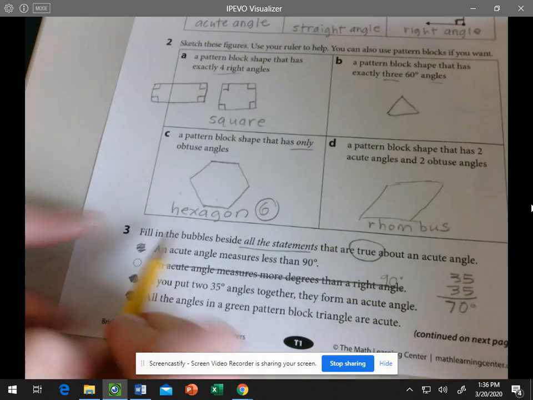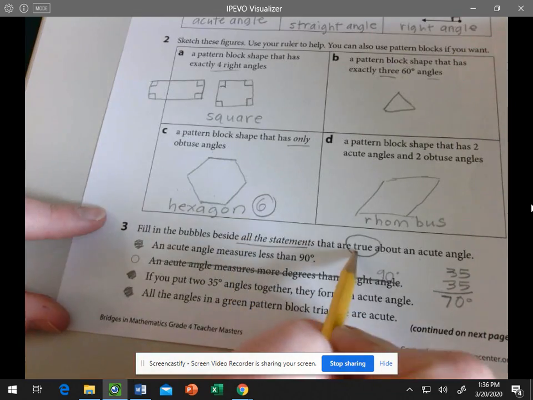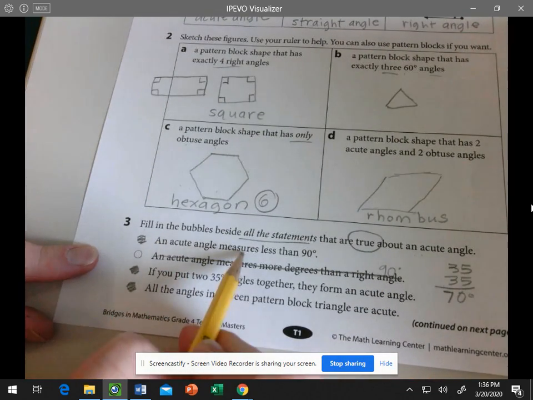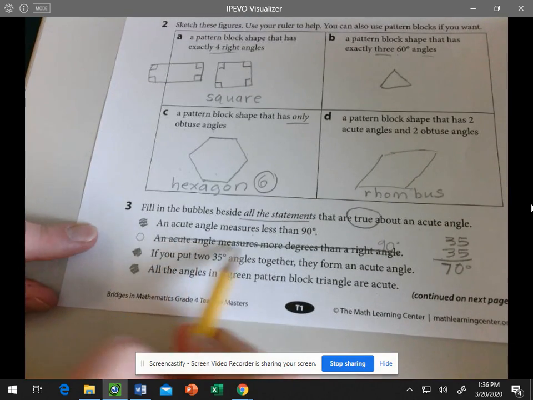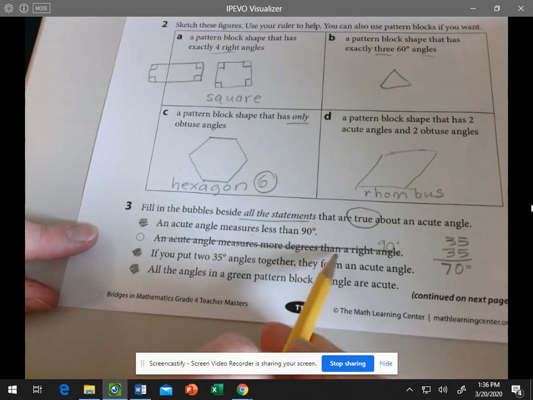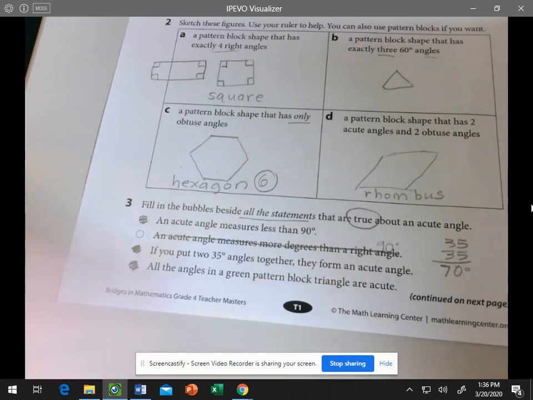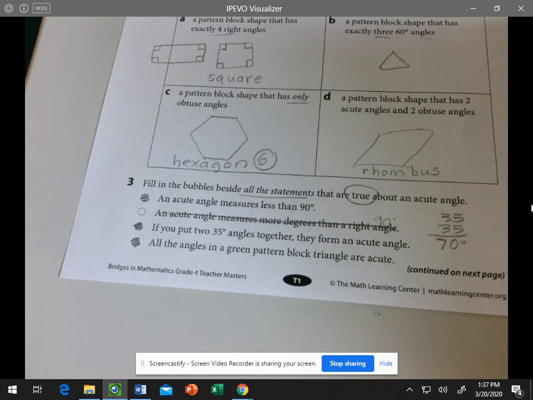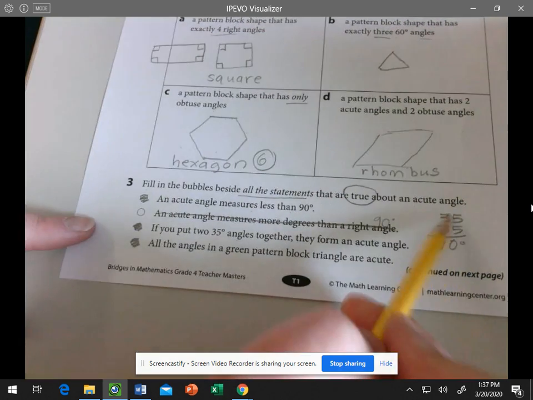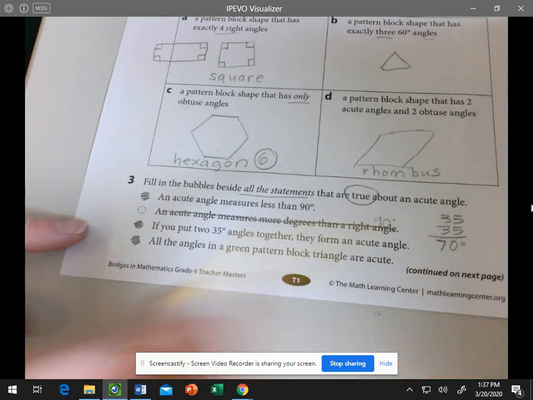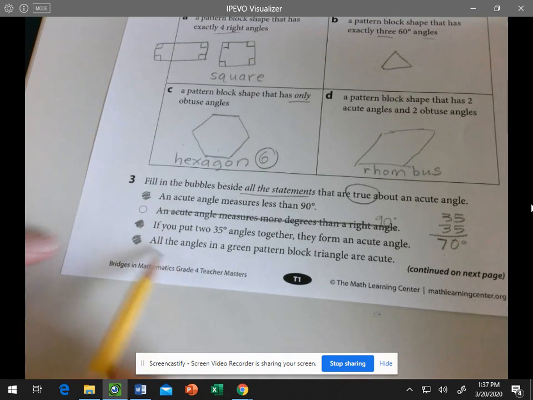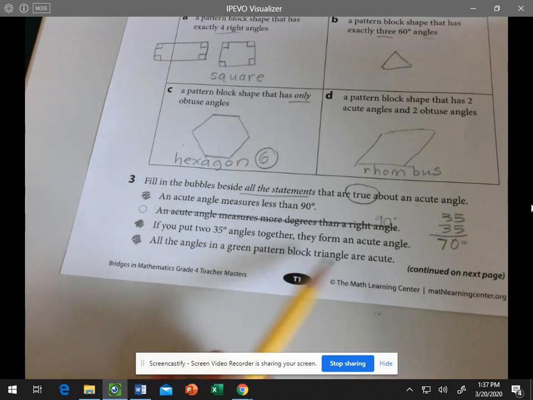Here we go. Fill in the bubbles beside all the statements that are true. First one, an acute angle measures less than 90 degrees. Yes. An acute angle measures more degrees than a right angle. We said no because it's always less than 90. If you put 2 35 angles together, they form an acute angle. 35 and 35, 30 and 30 is 60, 5 and 5 is 10, 60 and 10 is 70. Yes, less than 90.